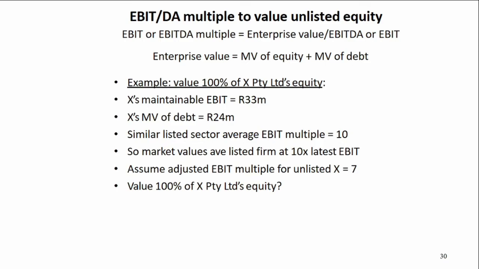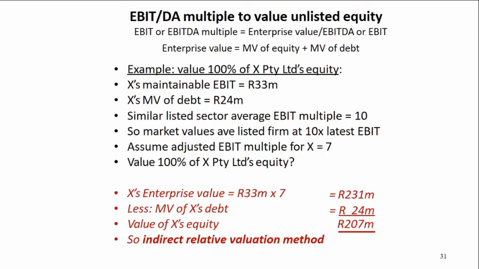So if we want to value 100% of XPTY Limited's equity here, how are we going to do it? If we go to the next slide, you can see here that we have taken X's maintainable earnings before interest and tax of 33 million, and we have multiplied it by the adjusted EBIT multiple of 7. And this will actually give us the enterprise value because it is an indirect valuation method. But remember, the requirement wanted you to calculate the equity value.